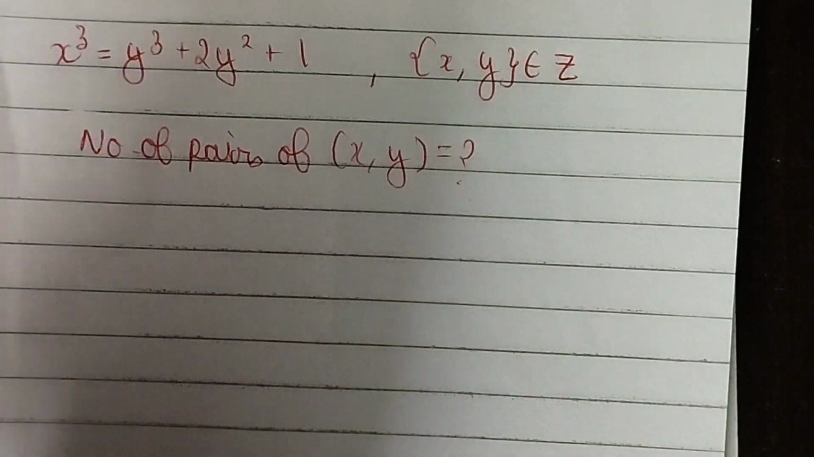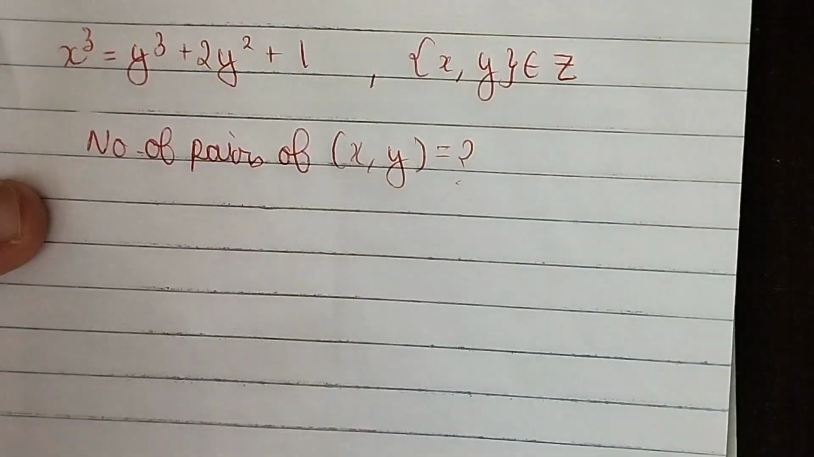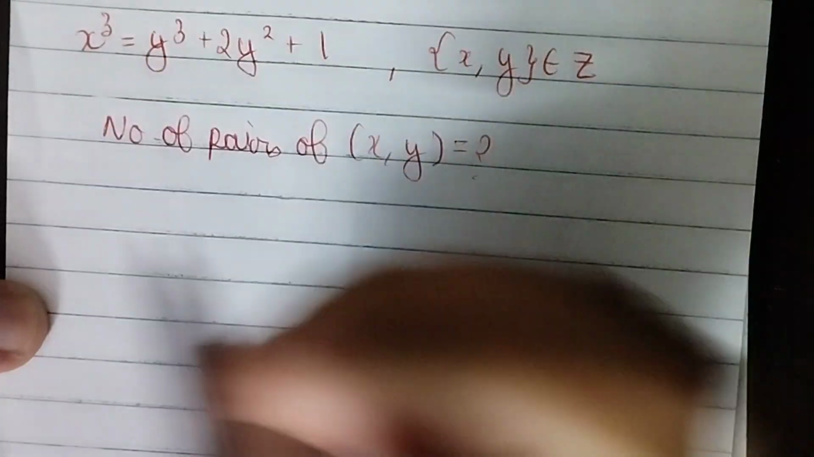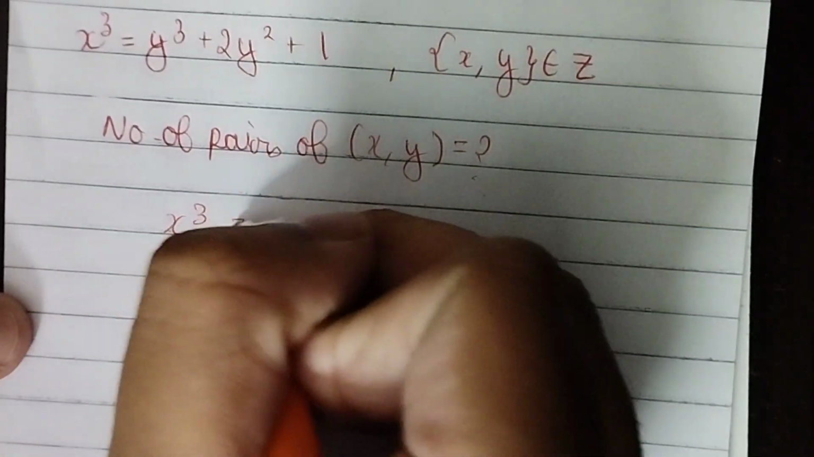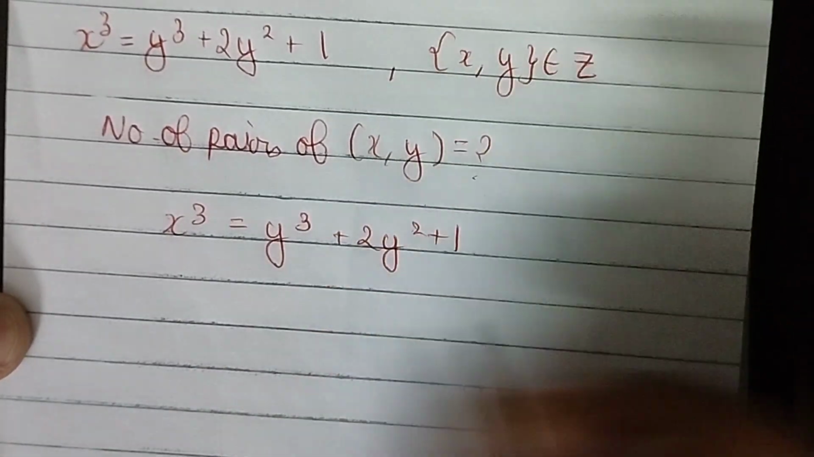Before that, try it out yourself. It will be very much beneficial because I learned many new things from this. So let's start. What I see from this equation. Let me first write this down. You see x cube is equal to y cube plus 2y square plus 1.